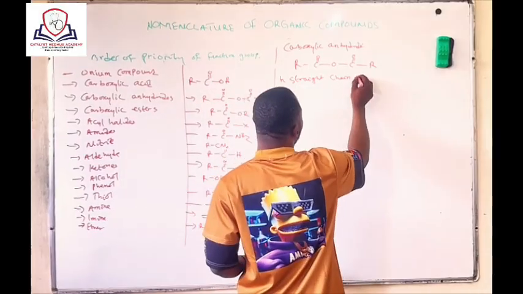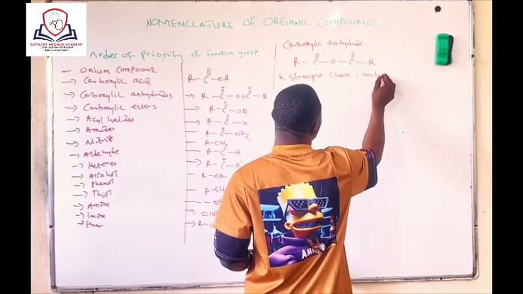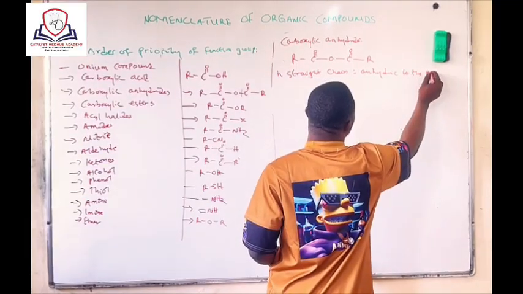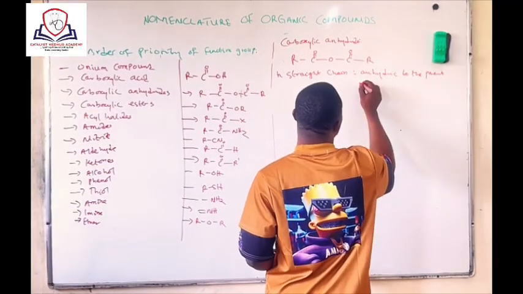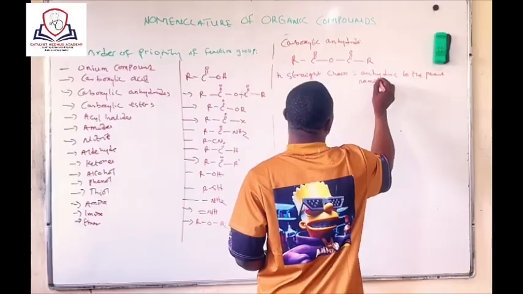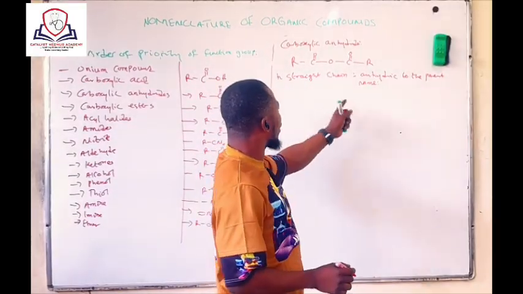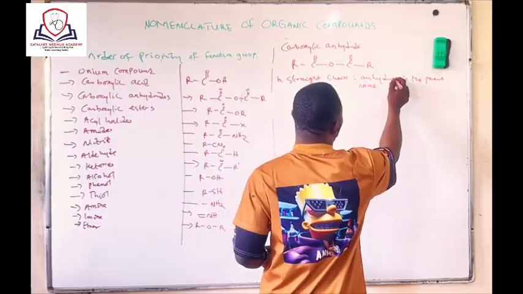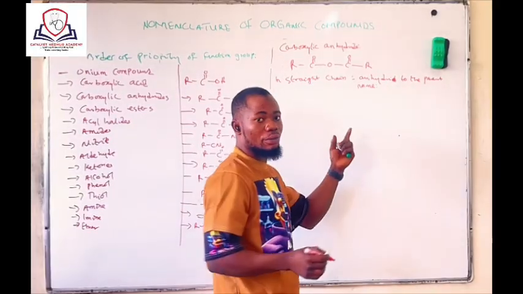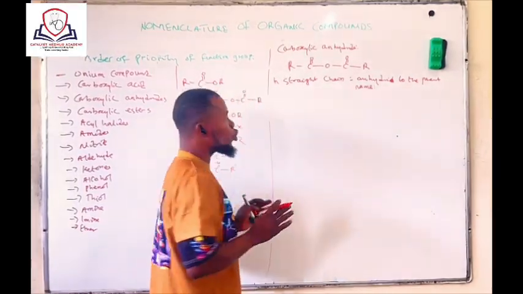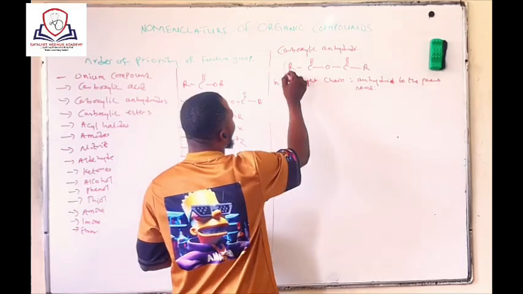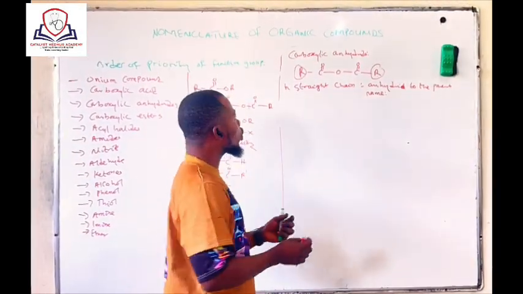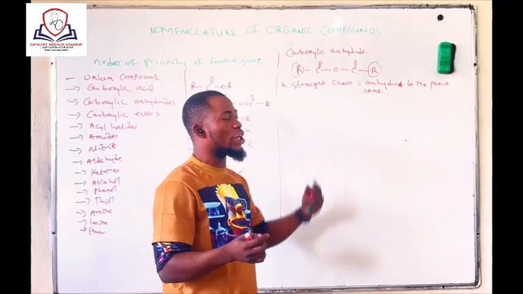If you are seeing carboxylic anhydride in a straight chain, you just add anhydride to the parent name. It can occur in two ways, with both this R and R. If the R and R are symmetric, you just call one name, then put anhydride to it.